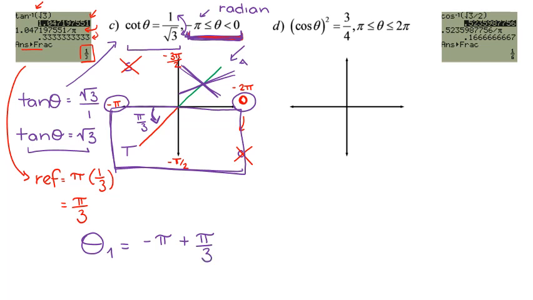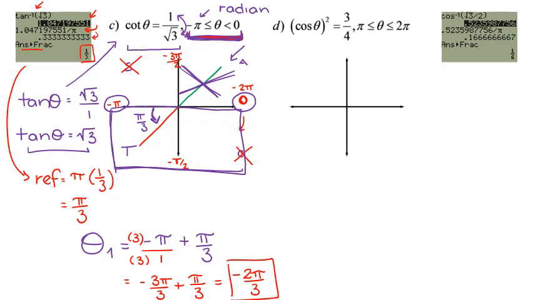And we'll put that negative pi over 1. We'll need a common denominator of 3, so I'll multiply negative pi over 1 by 3 over 3, which gives us negative 3 pi over 3 plus pi over 3. So if we add those together, negative 3 pi plus pi gives us negative 2 pi over 3. And that is our solution.